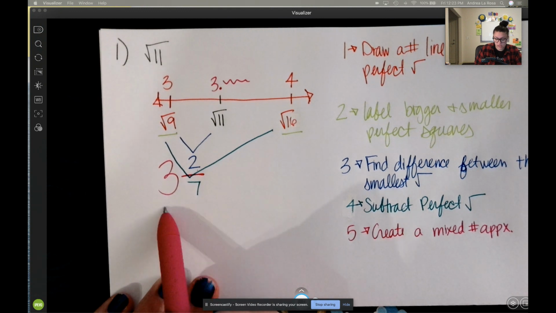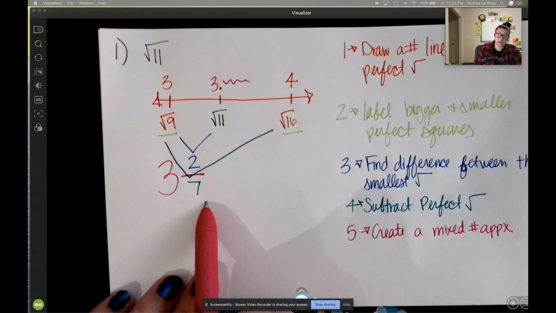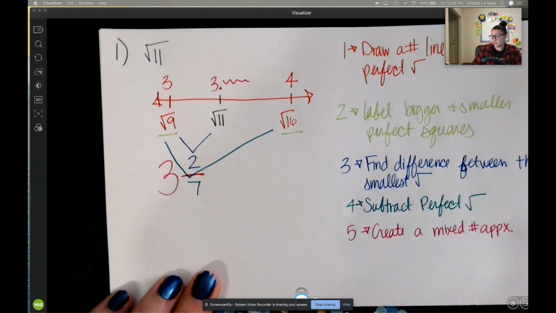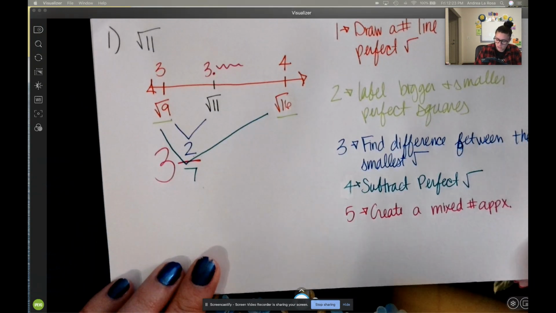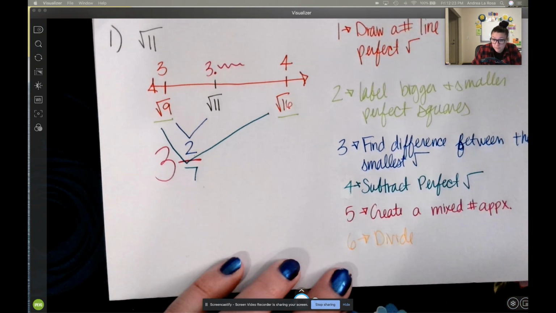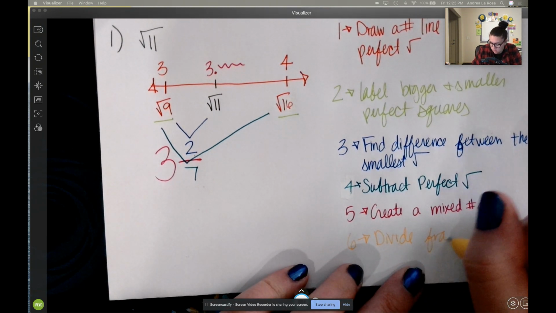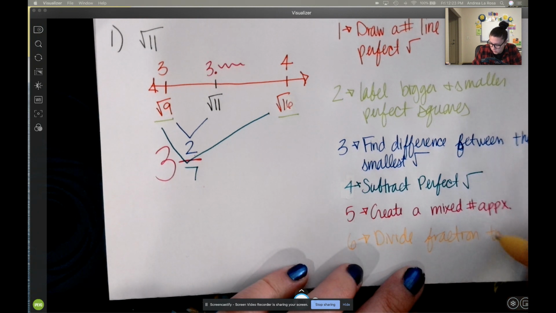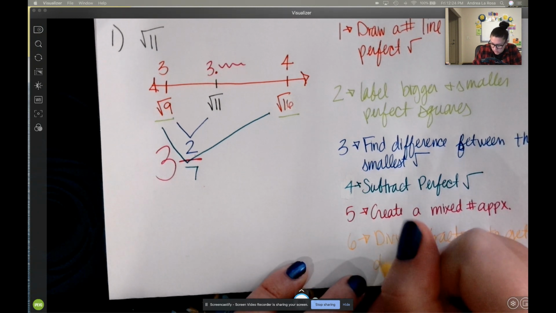So this is our approximation in fraction, or in mixed number form, I should say. Do we typically like to see numbers in mixed numbers? No, we don't like to see that. So what we're going to do is we're going to divide the fraction to get a decimal approximation.